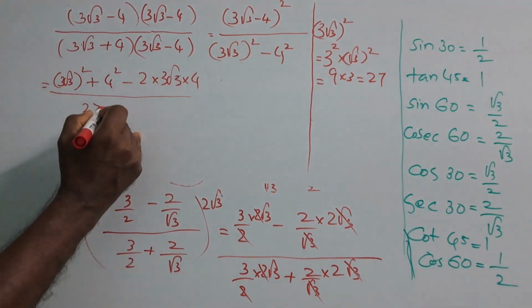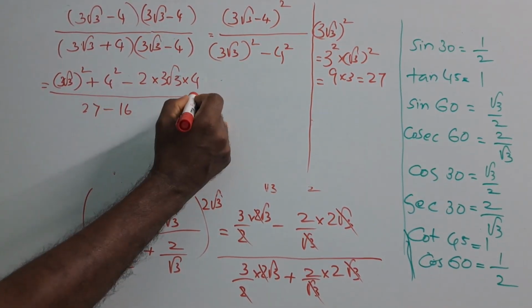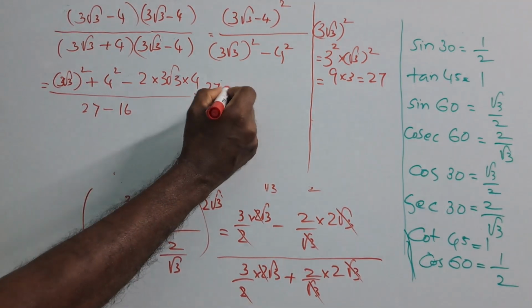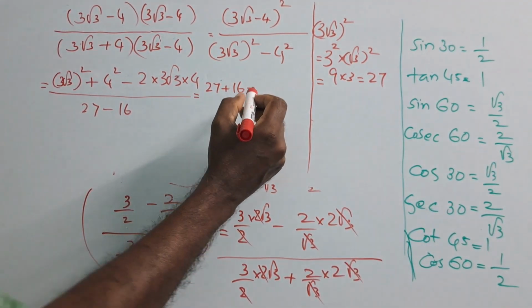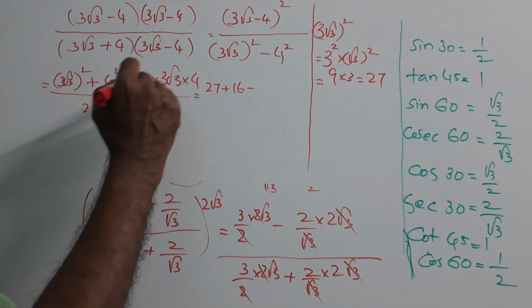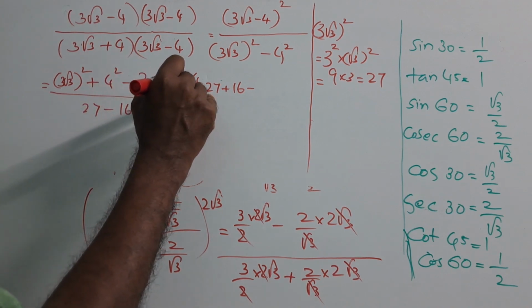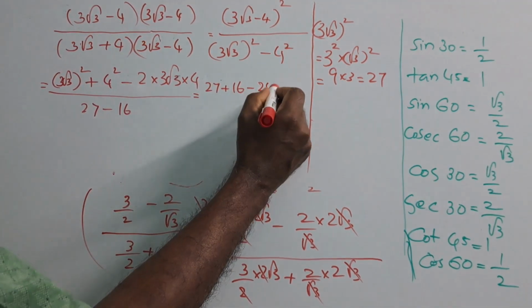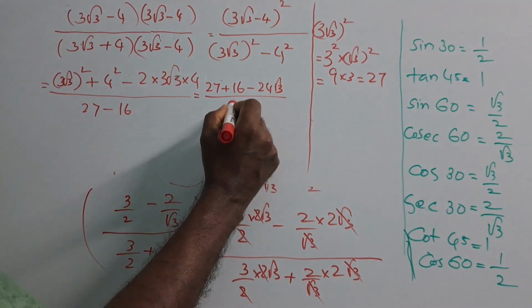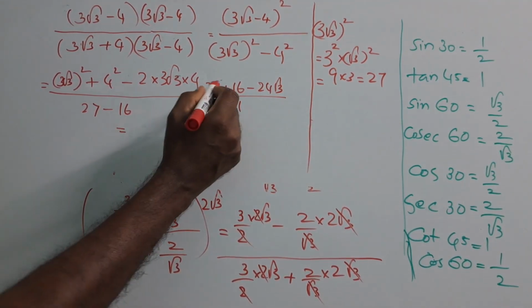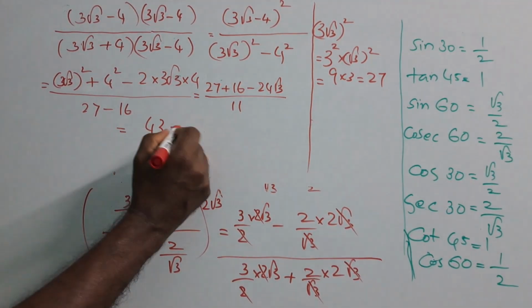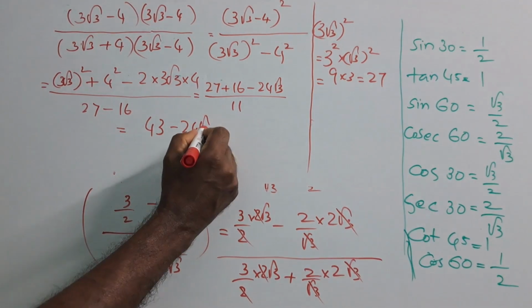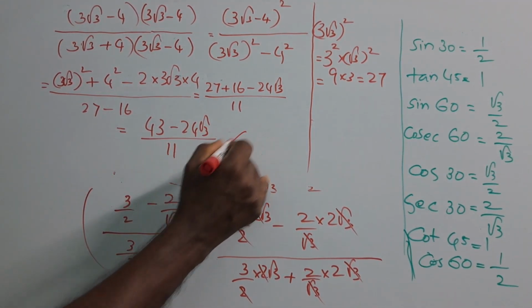3 root 3 square minus 16 equals 27 plus 16 minus 2 into 3 root 3 into 4, 24 root 3, by 11, equals 43 minus 24 root 3 by 11. This is the answer.